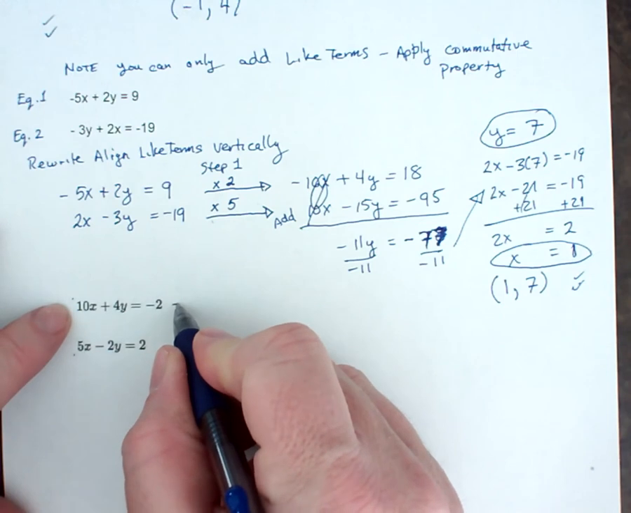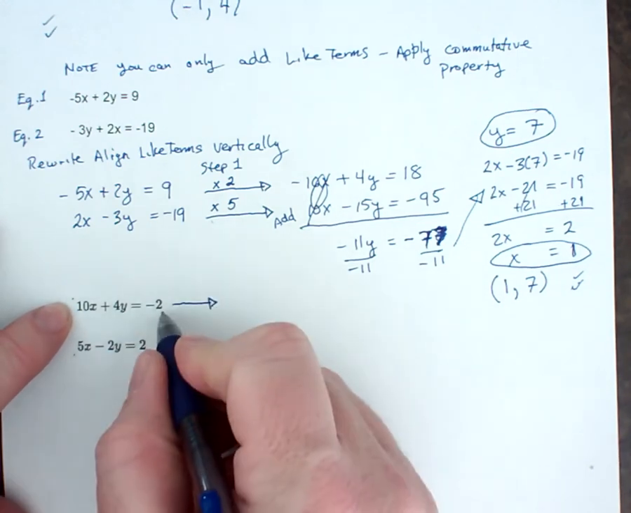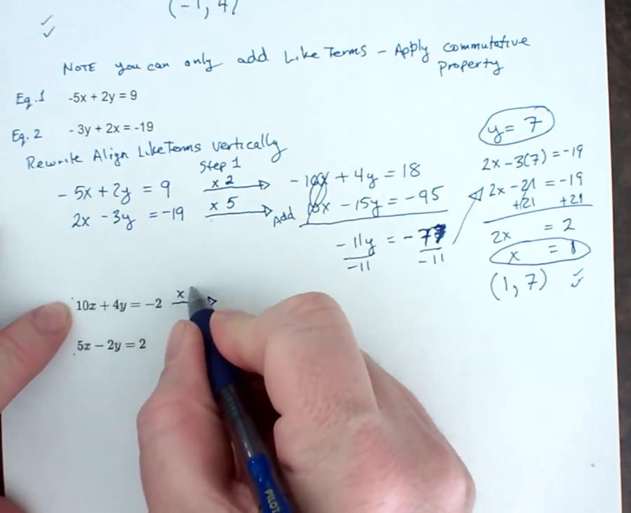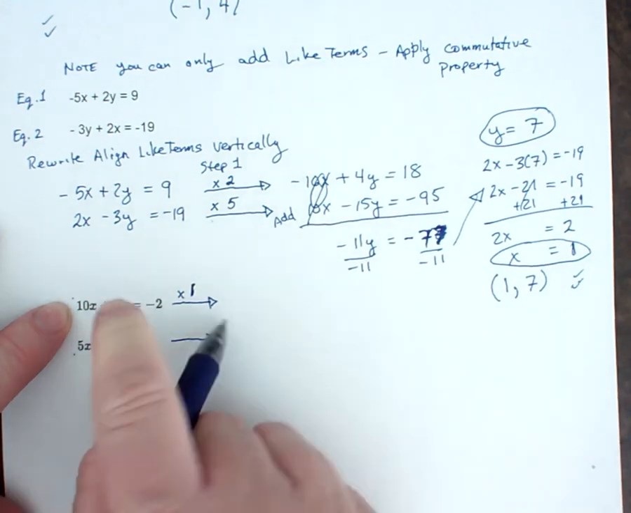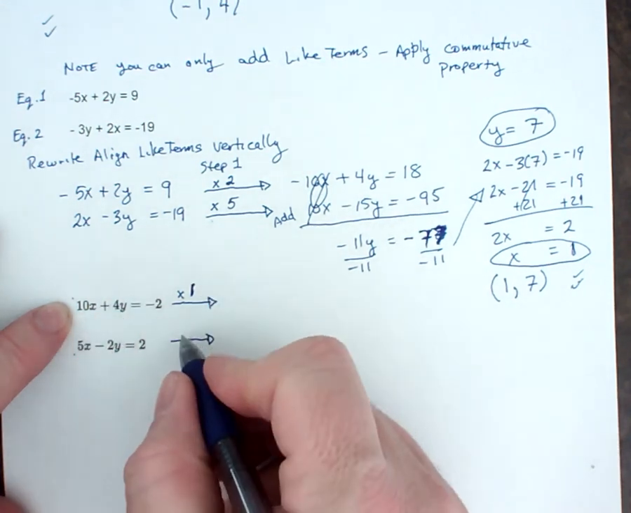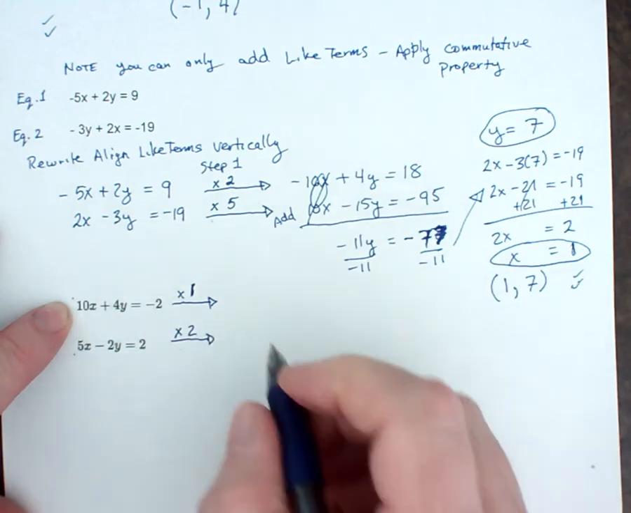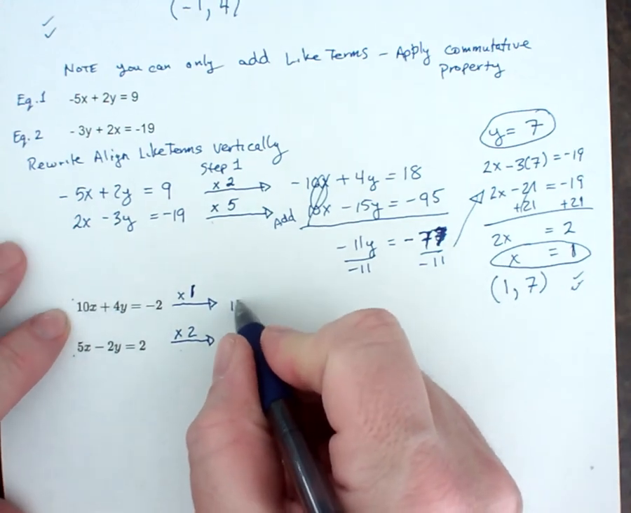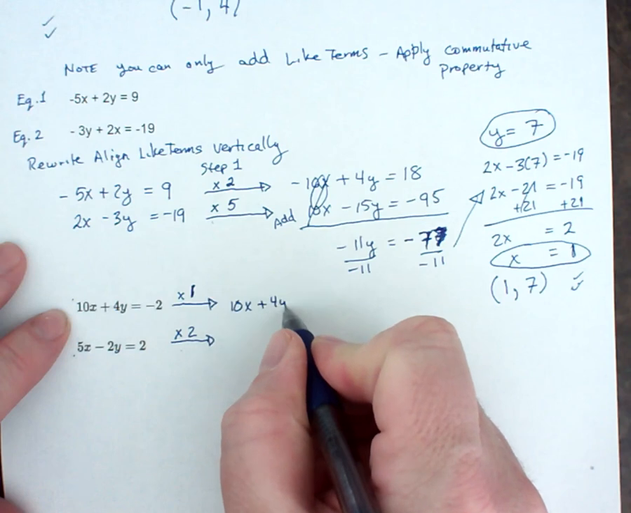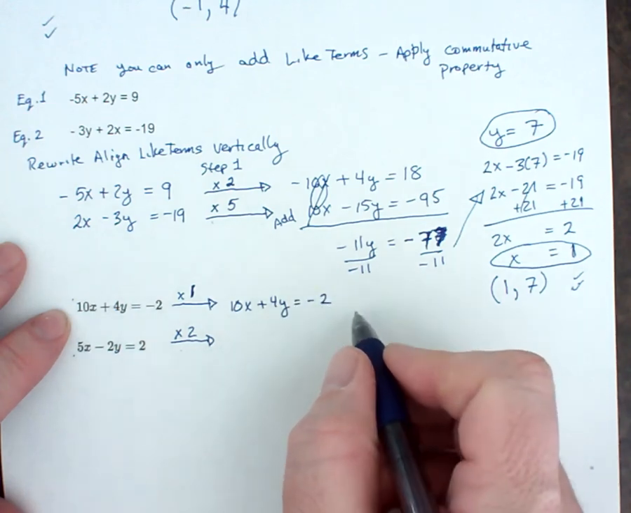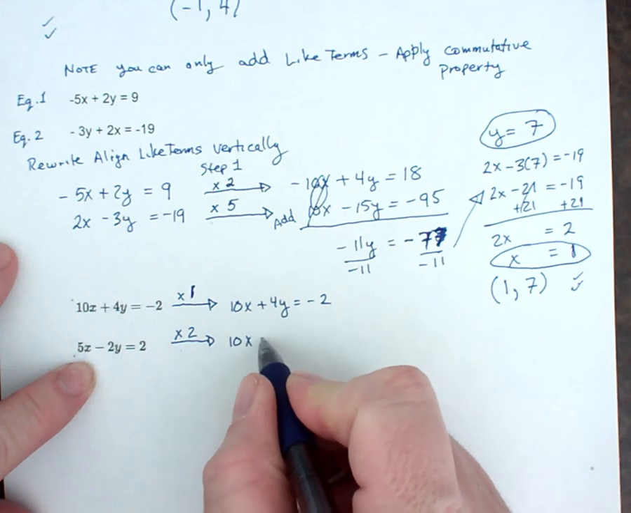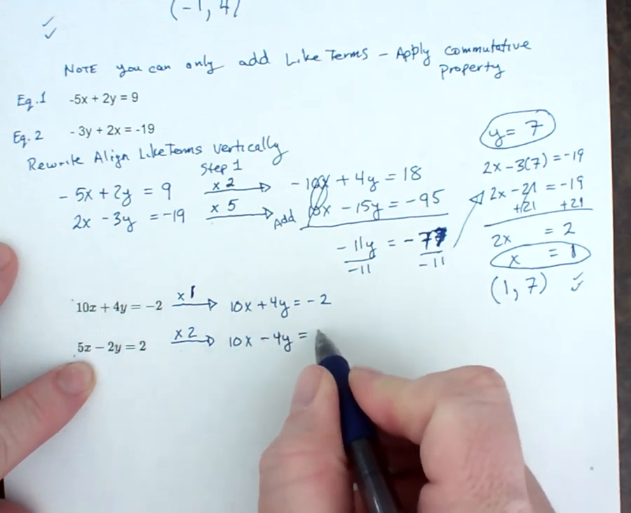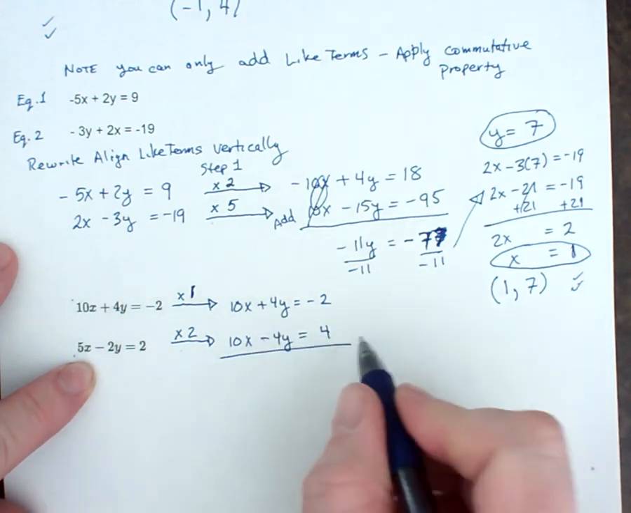I'm not going to change anything in this equation, so I'm going to multiply times 1. But the second equation, I want the signs to be opposite. I'm going to multiply times 2. So I end up with 10x plus 4y equals negative 2. Now I'm multiplying by 2: 10x minus 4y equals 4.